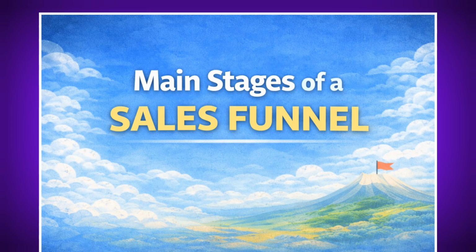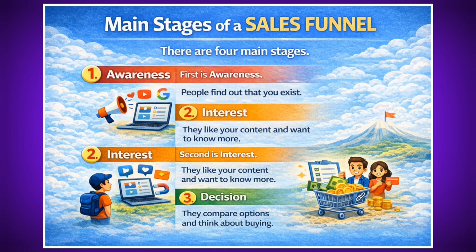Let's talk about the main stages of a sales funnel. There are four main stages. First is awareness. People find out that you exist. Second is interest. They like your content and want to know more. Then third is decision. They compare options and think about buying. Fourth is action. They finally purchase or sign up. At every stage, your job is to help them, not push them.